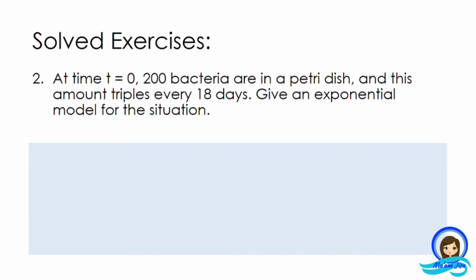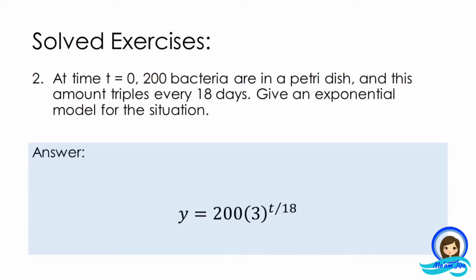Next problem. At time t equals 0, 200 bacteria are in a petri dish, and this amount triples every 18 days. Give an exponential model for the situation. The exponential model for this problem is just y equals 200 times 3 raised to an exponent of t over 18. We use 3 because in the problem it is stated that the amount of the bacteria triples every 18 days.